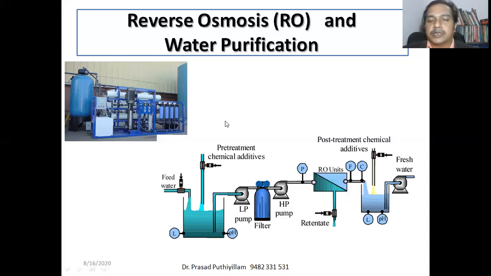Countries like Saudi Arabia, where there is no fresh water available and only sea water is there, have to use the sea water and get fresh water by a process known as reverse osmosis.